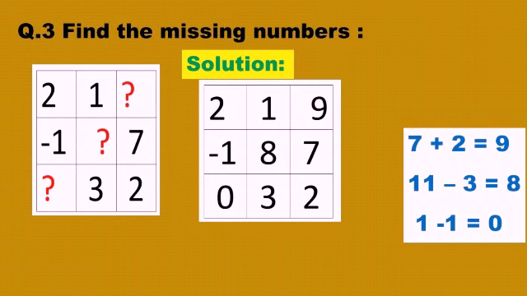See, in the first column, the question mark is in the top. Top position means we have to find the minuend. So when we want to find the minuend, what do we have to do? We have to add the difference with the subtrahend. So 7 plus 2 equals 9. So in the question mark place we can write 9.